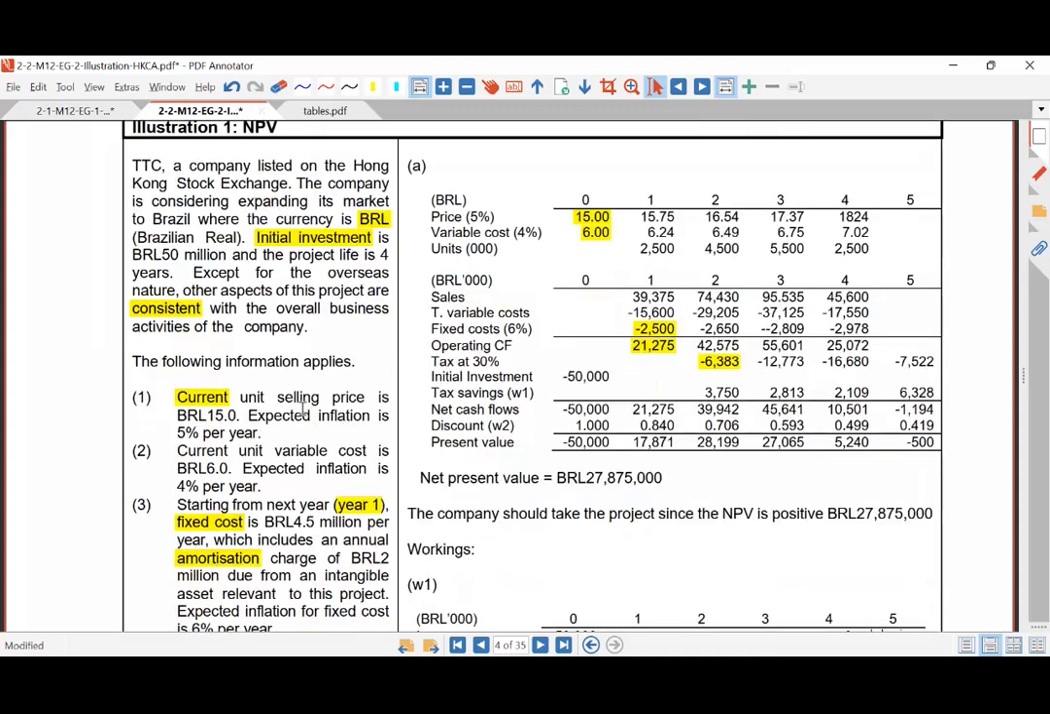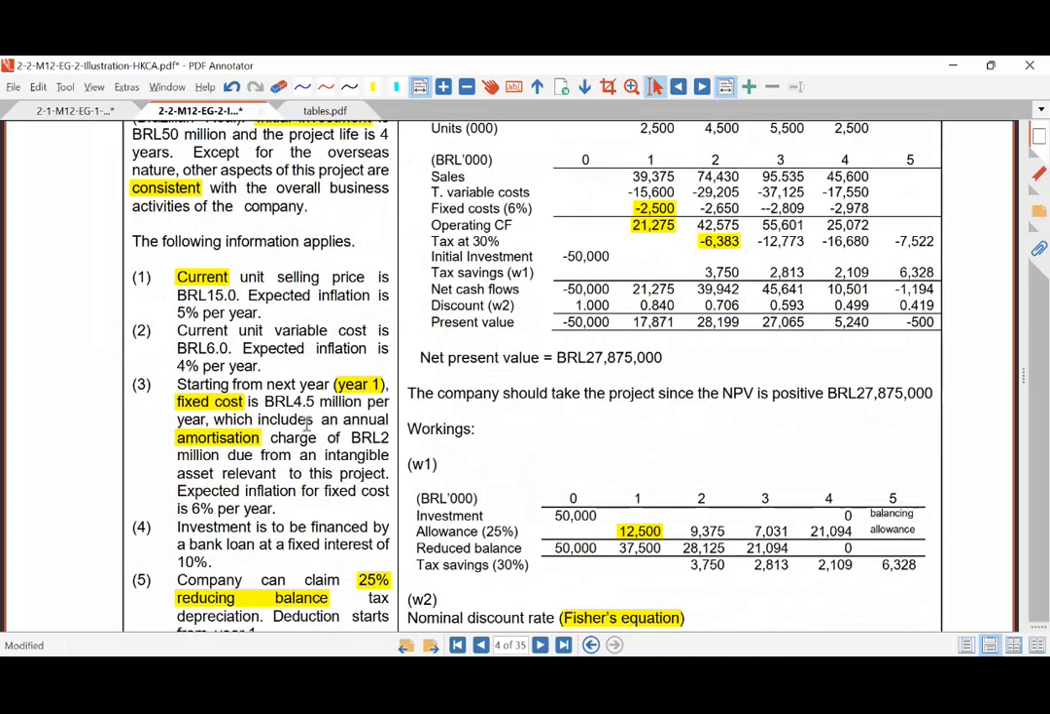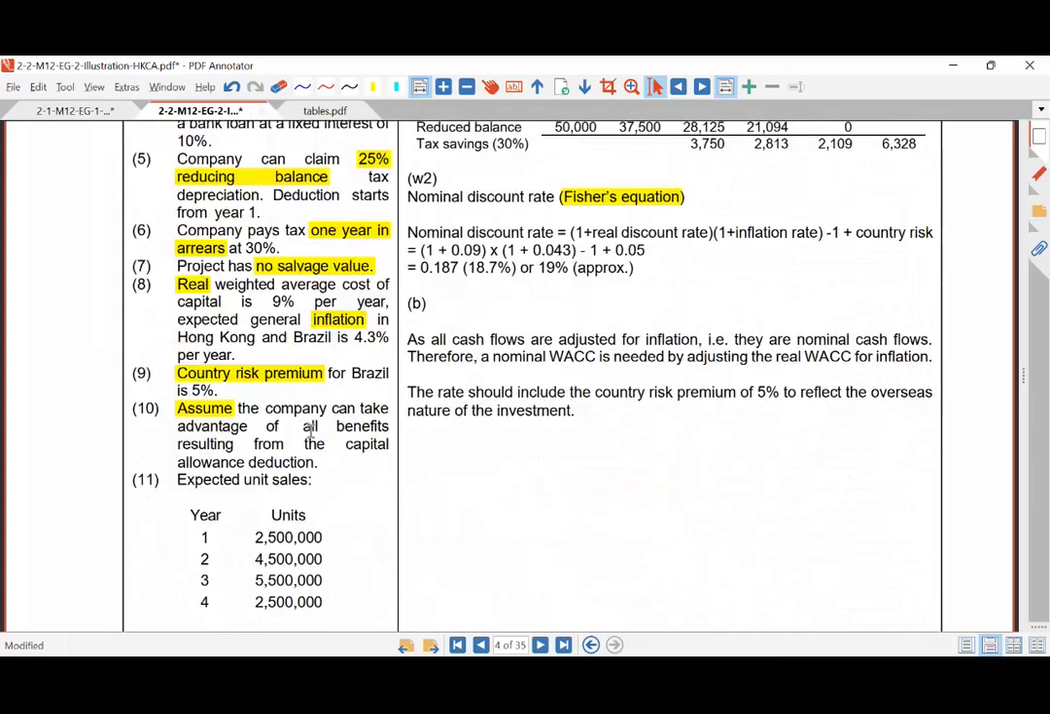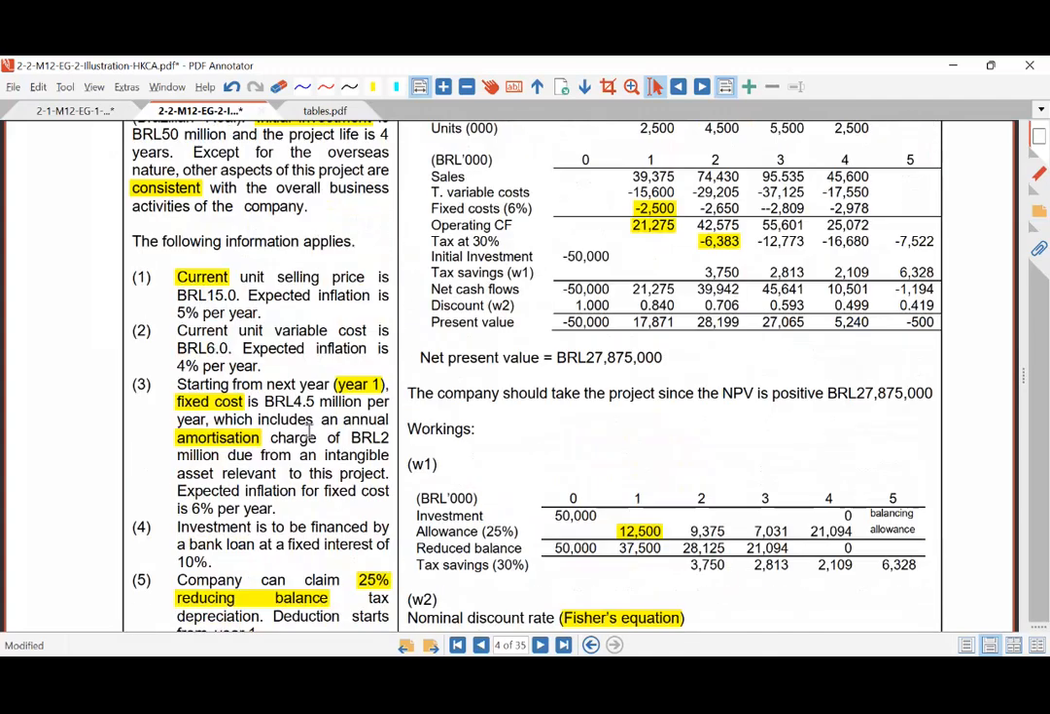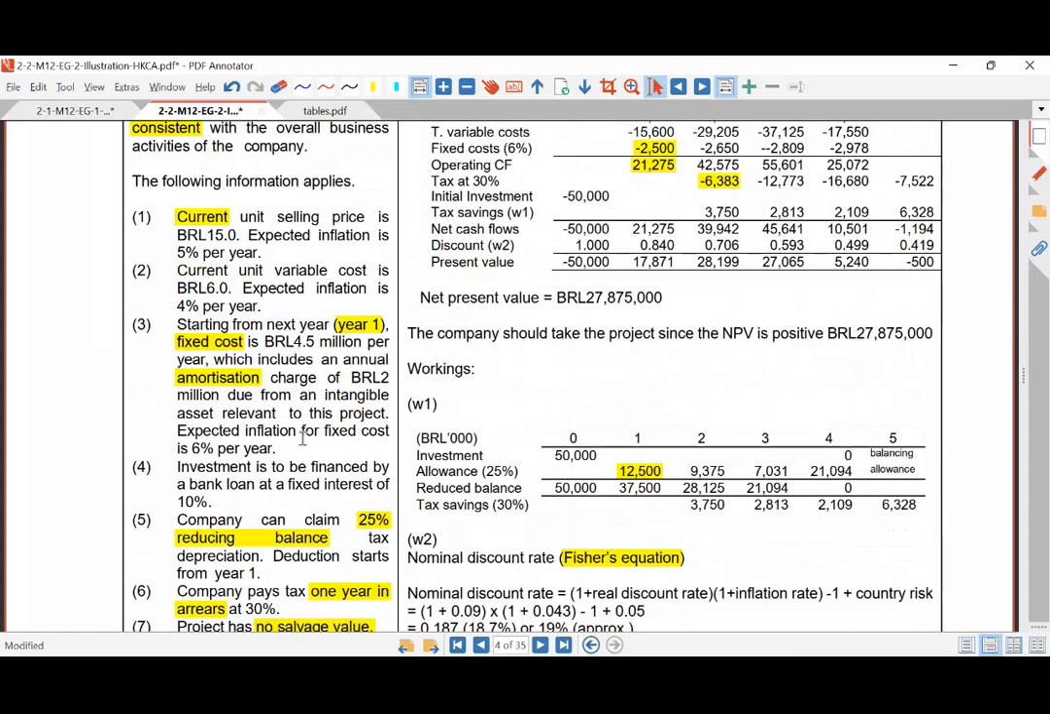Okay, so following information, they give us note 1 to note 10 there. So our job right now is to get the operating cash flow and also the capital cash flow. We know that the capital cash flow is 50 million Brazilian real there. If you look at the information, notes 1, 2, 3 are about operating cash flow. Operating cash flow, reminder, is the revenue and the costs on an annual basis every year.